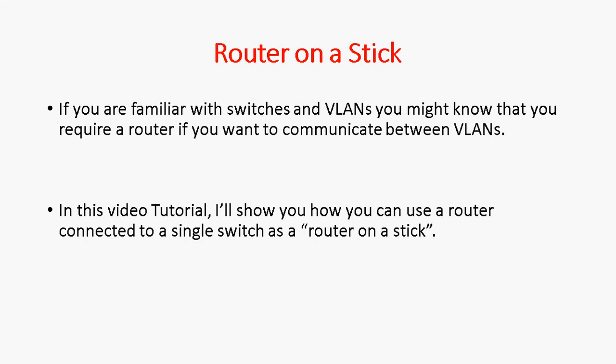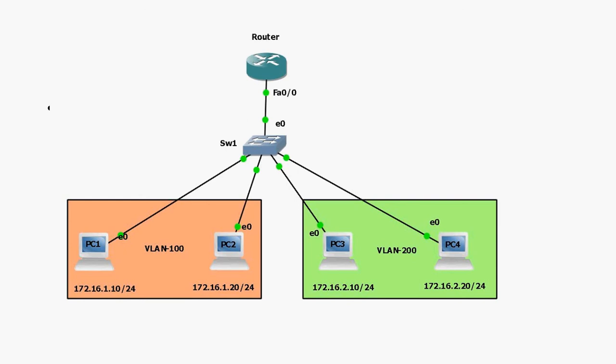Let's see. So this is my example scenario. I am using one router. That router is connected to a switch. From that switch I am connecting 4 PCs. PC1 and PC2 belong to VLAN 100 and PC3 and PC4 belong to VLAN 200. So in the switch I created two VLANs. One is VLAN 100 and another one is VLAN 200.